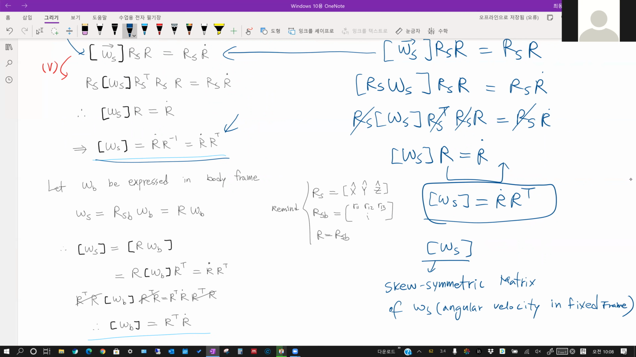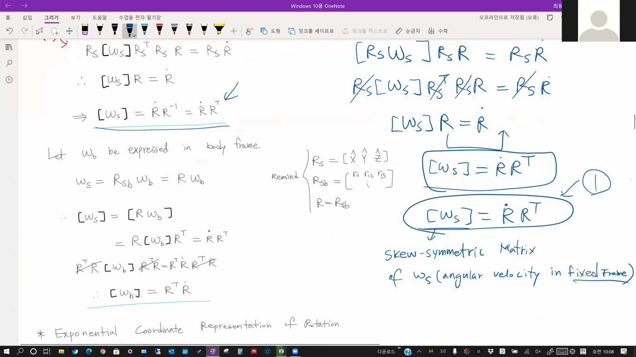So this can be calculated by R dot R transpose. So that is our result. So this S means the space frame, also called the fixed frame. This is one of the equations we derived.